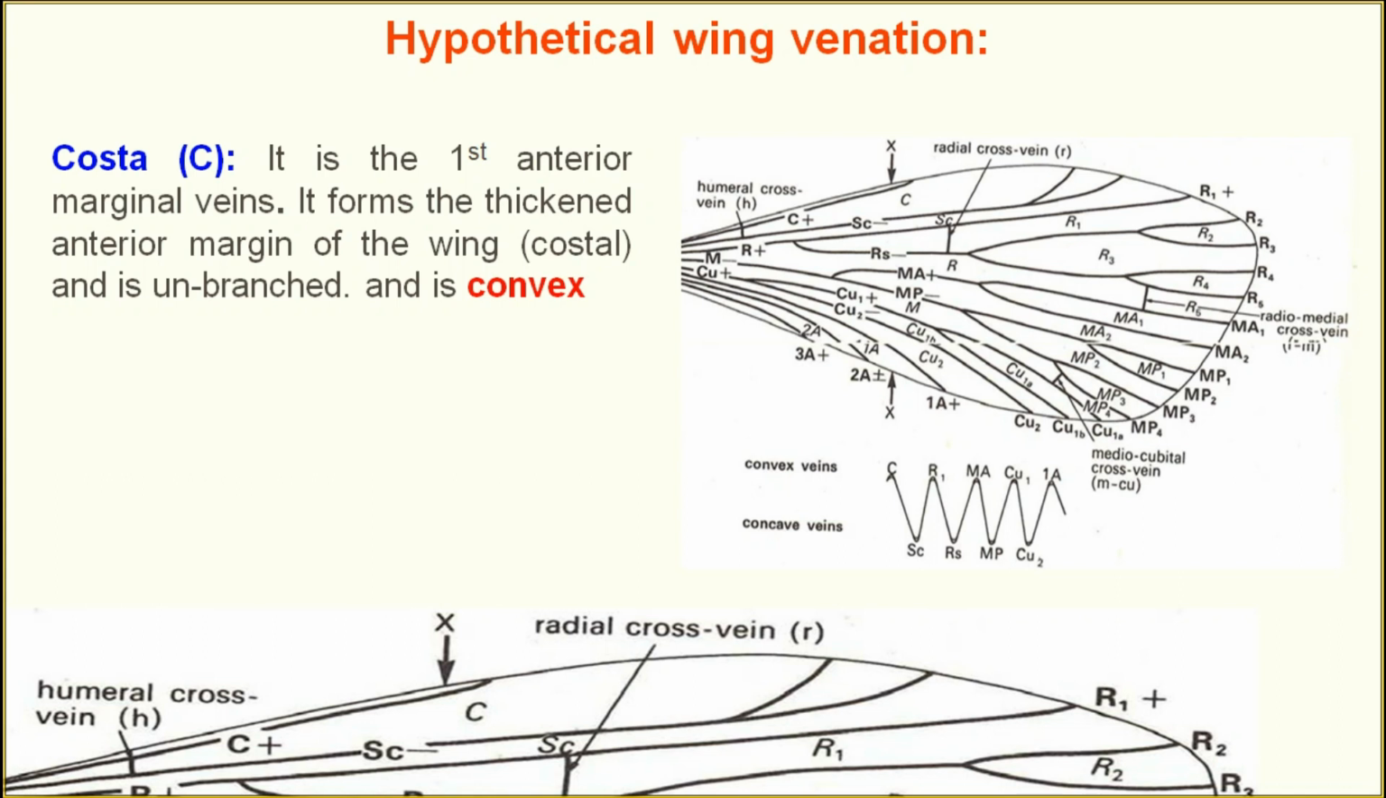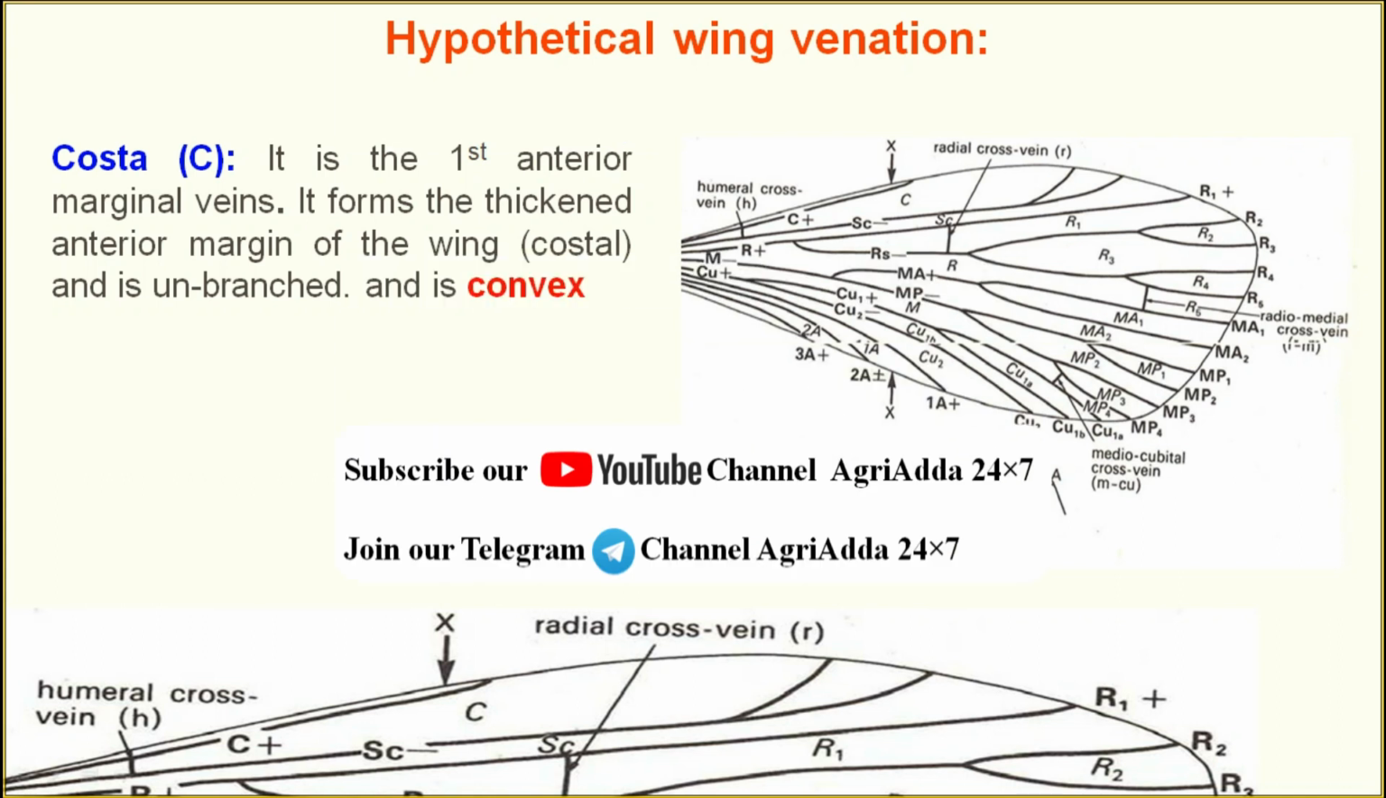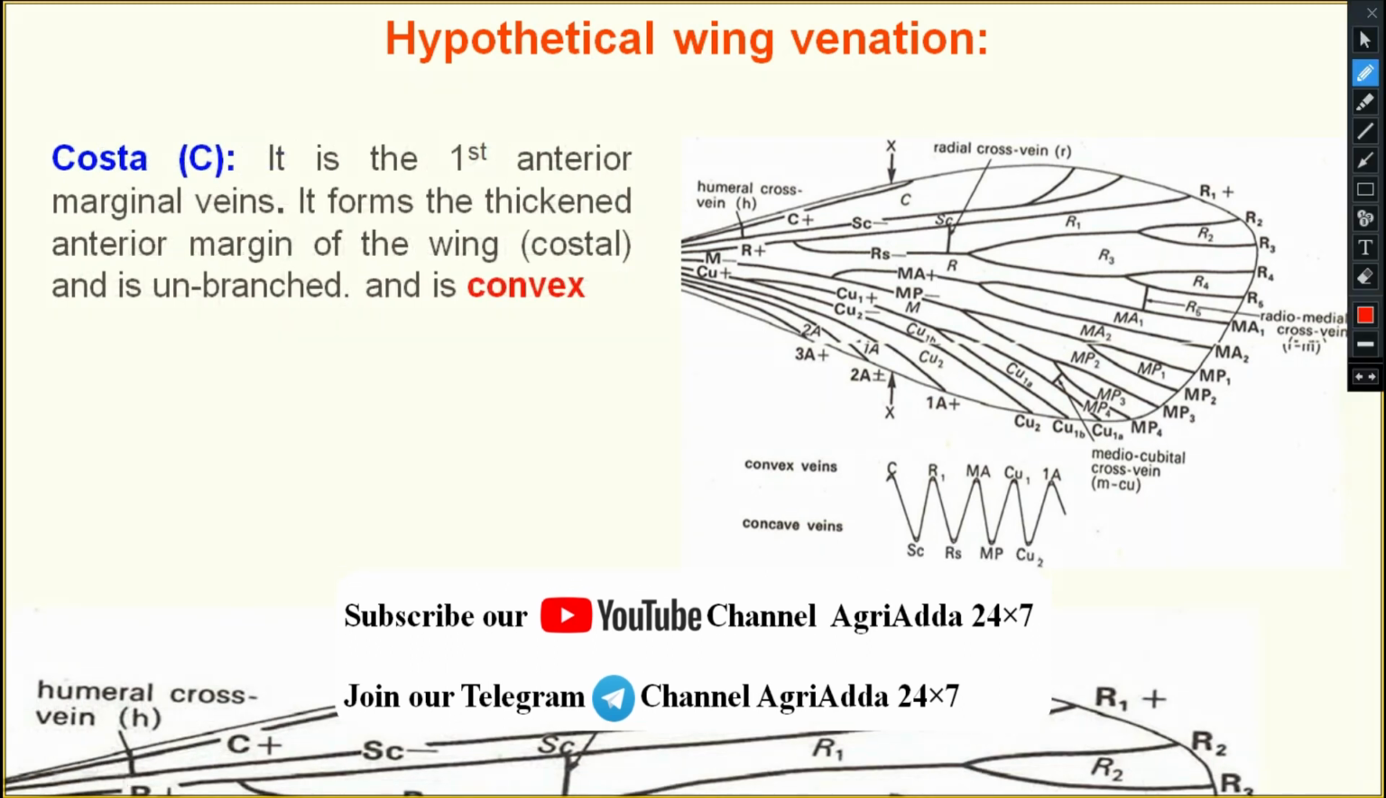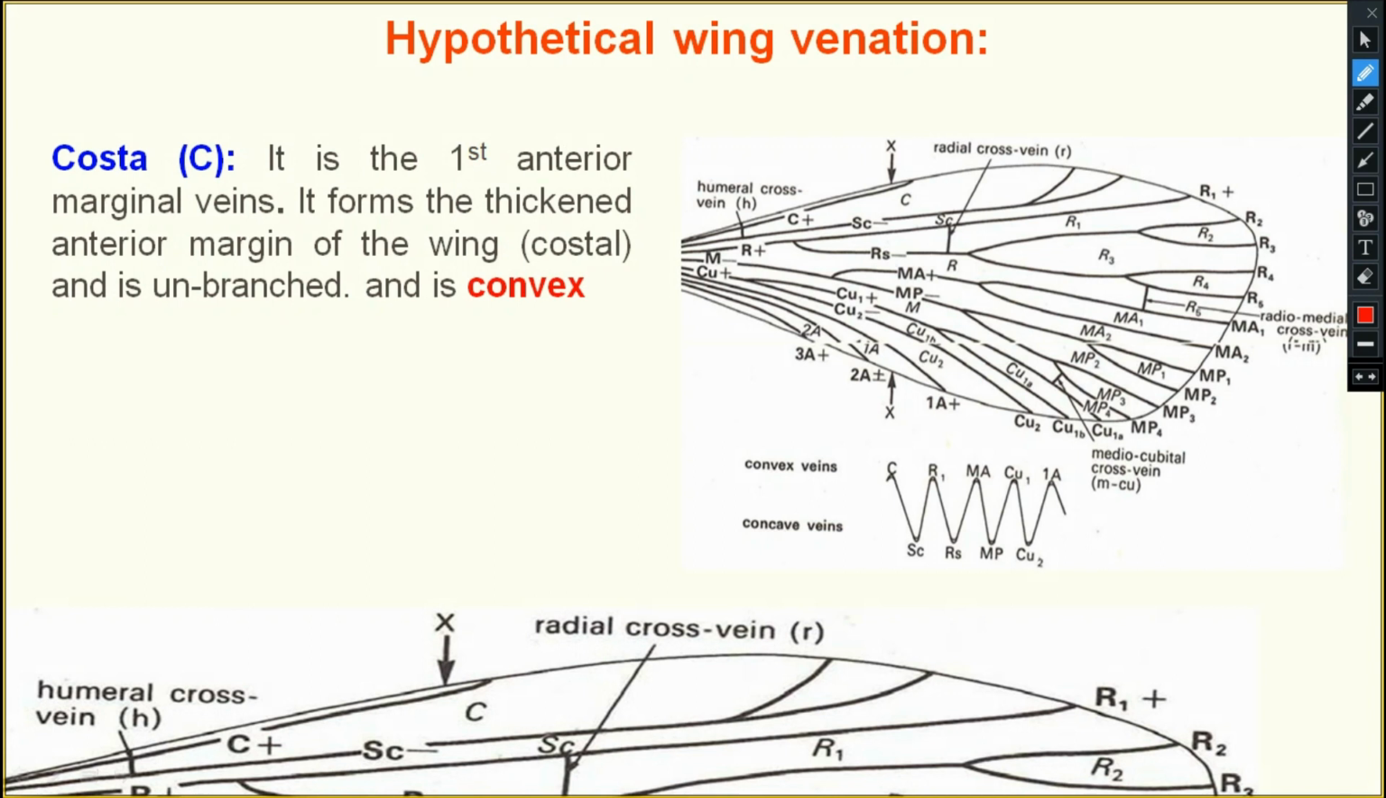Okay. Next, now we'll discuss the longitudinal veins. Already we have discussed the cross veins. There is nothing more in it. Here again we will repeat. Costa. So first longitudinal vein is costa. It is the first anterior marginal vein. You see, before this no more vein. This is the first anterior marginal vein.